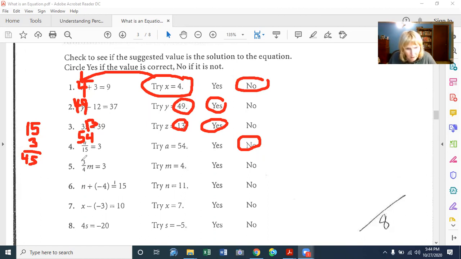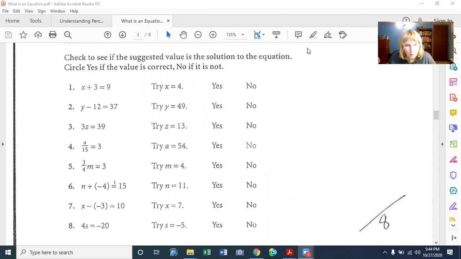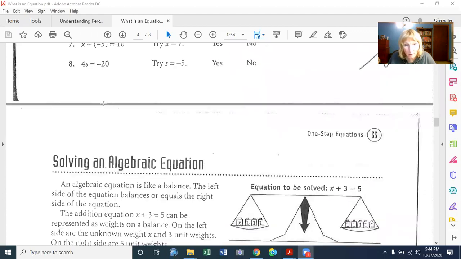Number 5, you're going to multiply 3/4 times 4. So you've got to remember how to do that with fractions. And I don't think there's anything else that's new or different in the rest of those. You can try all those. They're similar to the first ones we did.